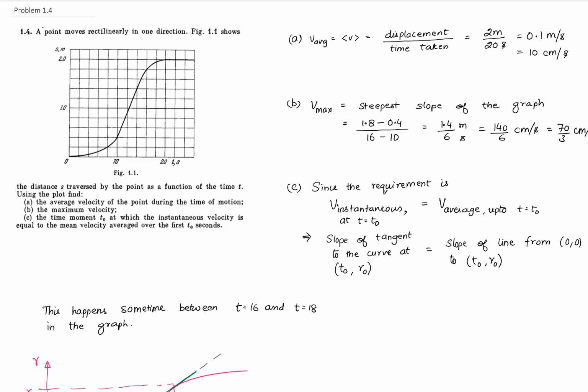In this module, we will be solving Irodov's 1.4. Now you have seen the problem statement. There is an ST graph given and they are asking us to find out three things. The first of which is average velocity.